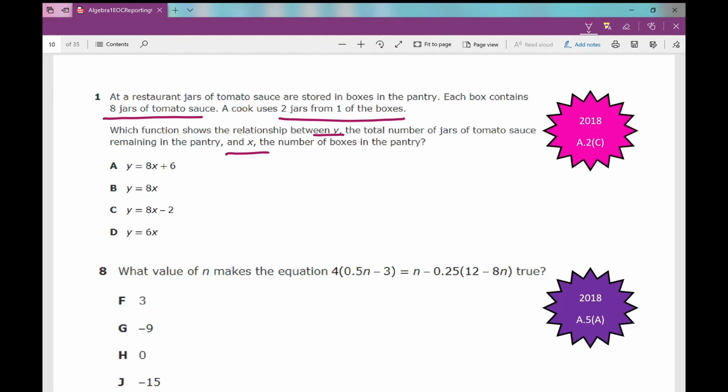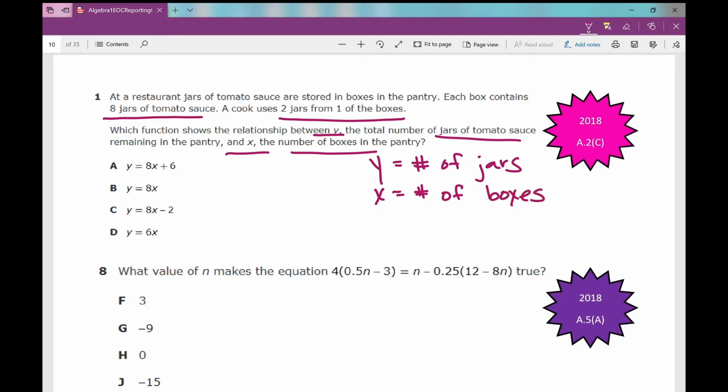Which function shows the relationship between y, the total number of jars of tomato sauce? So y is the number of jars of tomato sauce. What is x? X is the number of boxes in the pantry, okay? So we've got jars of tomato sauce and we've got boxes of jars of tomato sauce.